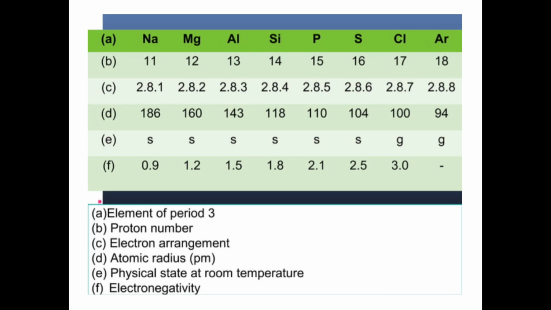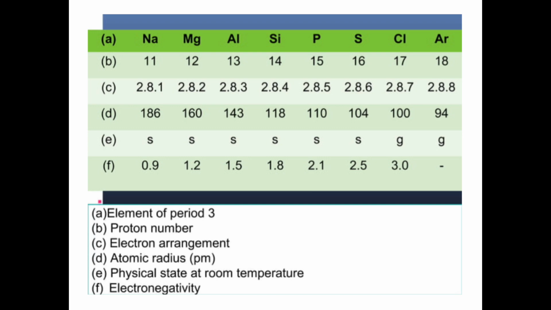So all the other ones: sodium is a solid, magnesium is a solid, aluminum is a solid, silicon is a solid, phosphorus is a solid, sulfur is a solid. Only chlorine and argon are gases. Please take note of that.